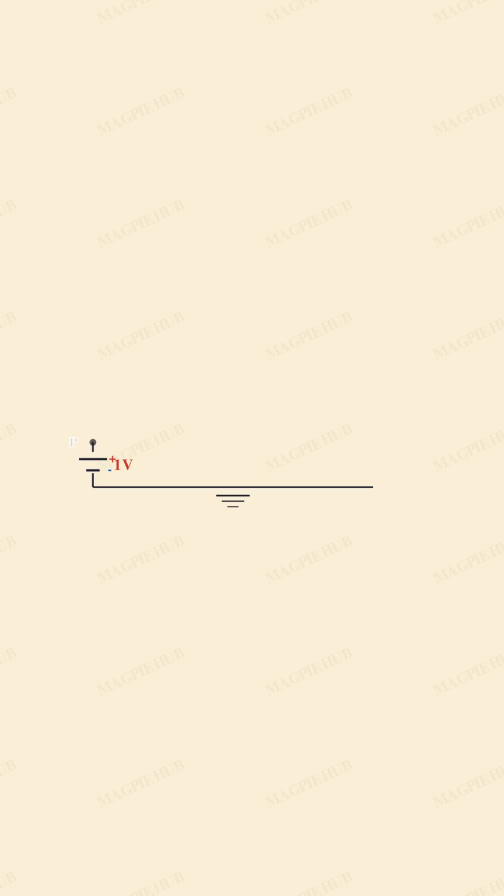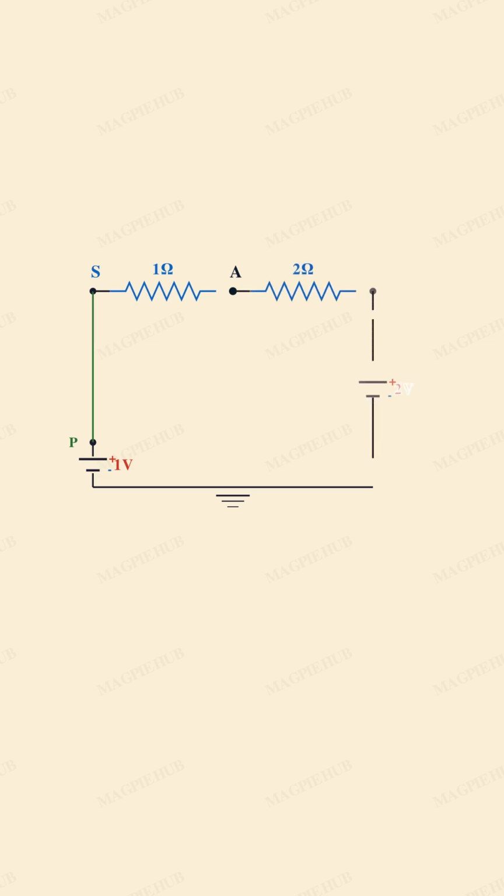From switch S, a 1 ohm resistor connects to node A, and then a 2 ohm resistor connects to the right terminal. A 1 volt battery with its positive terminal on top connects between position P and the ground rail. A 2 volt battery connects between the right terminal and ground. A 1 microfarad capacitor connects between node A and ground.